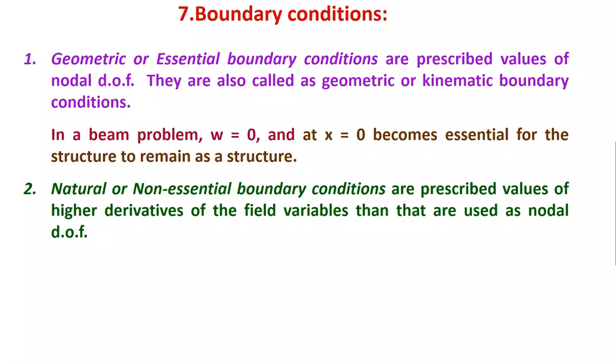For a beam, we constrain the displacement in the x direction, and for the structure in the y direction also. Natural or non-essential boundary conditions are prescribed values for higher derivatives of field variables, which are then used as nodal deformation. So natural or non-essential boundary conditions are prescribed for higher derivative values only, not for local areas. These are the boundary conditions.